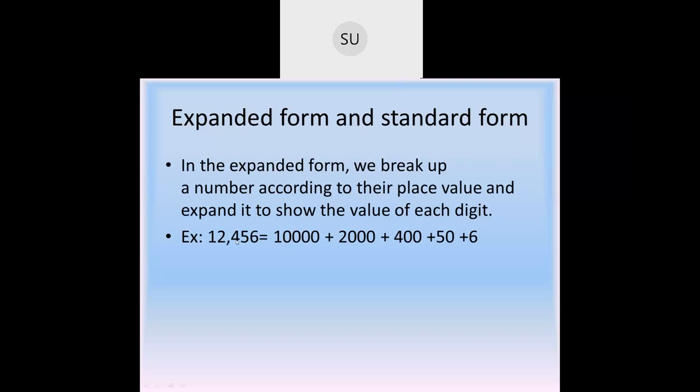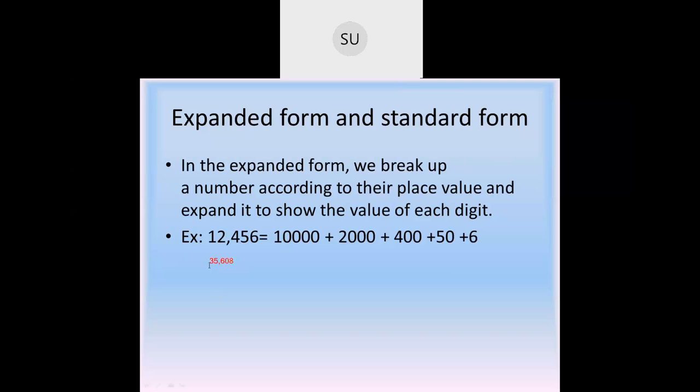Then we have 4 in hundreds place. So plus 400. 5 in tens place. So that will be 5 into 10, 50. And 6 in ones place. So 6 into 1, 6. So 12,456 in expanded form is 10,000 plus 2,000 plus 400 plus 50 plus 6. Alright, we'll take one more example now.